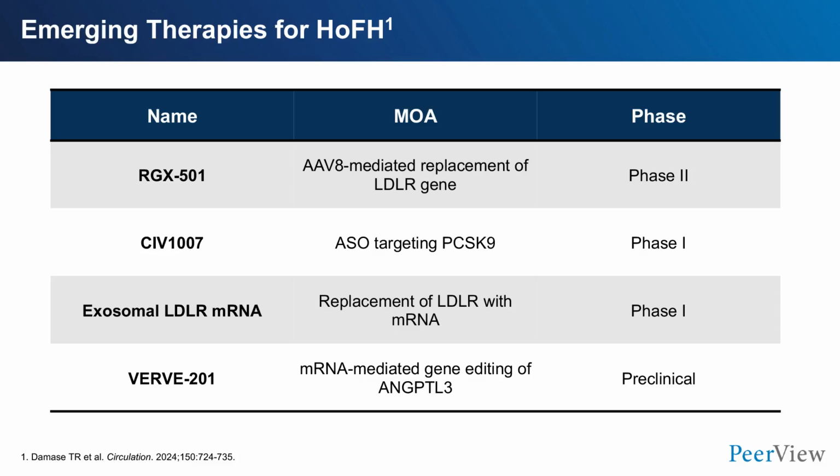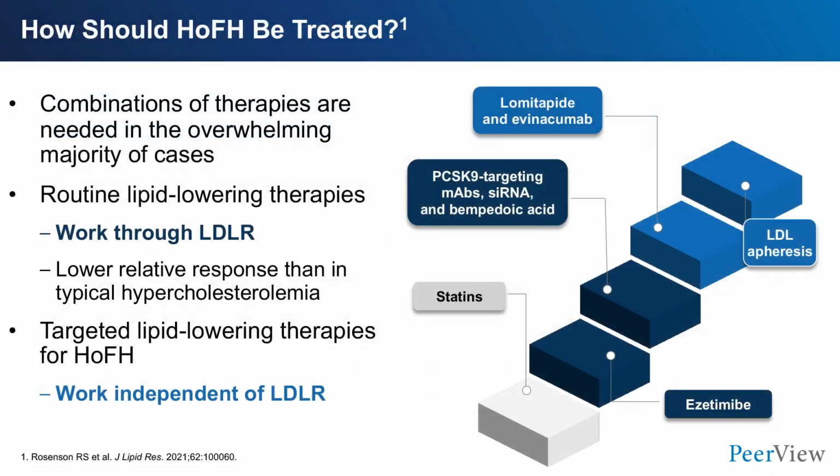And finally, the CRISPR technology, this is the Verve 201. It's an mRNA-mediated gene editing of angiopoietin-like 3, which is at the preclinical level, but it looks promising too, and they're on the horizon. Let's get back to the basics.